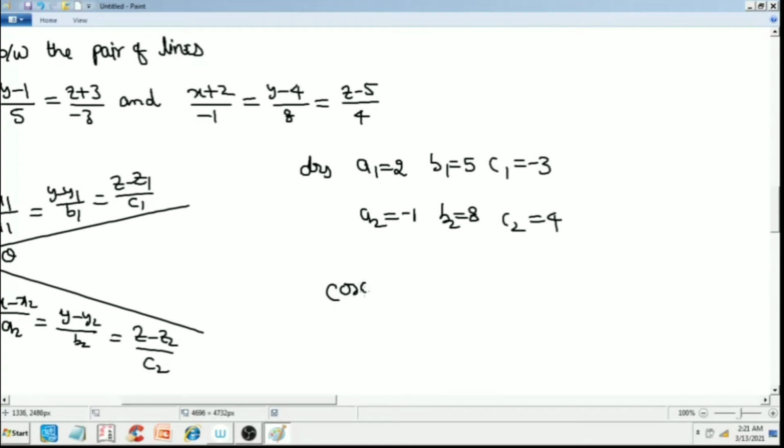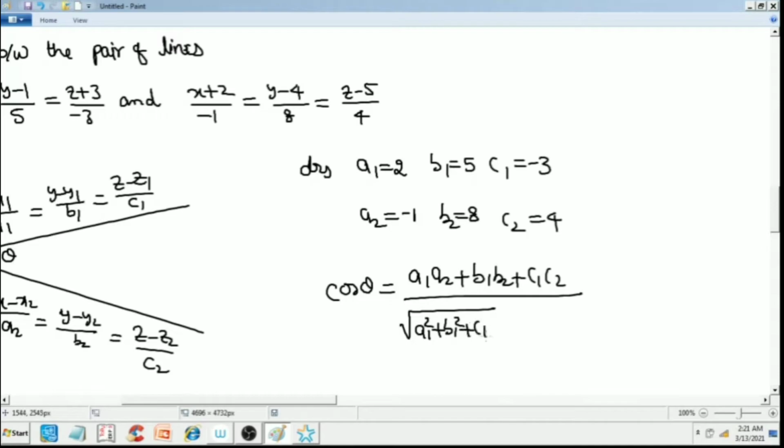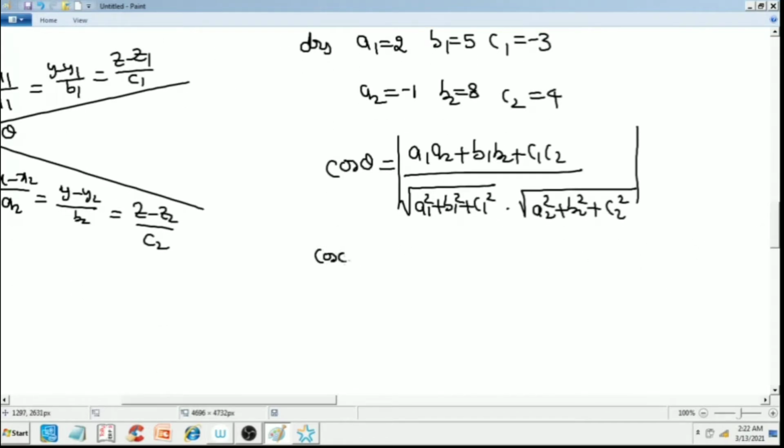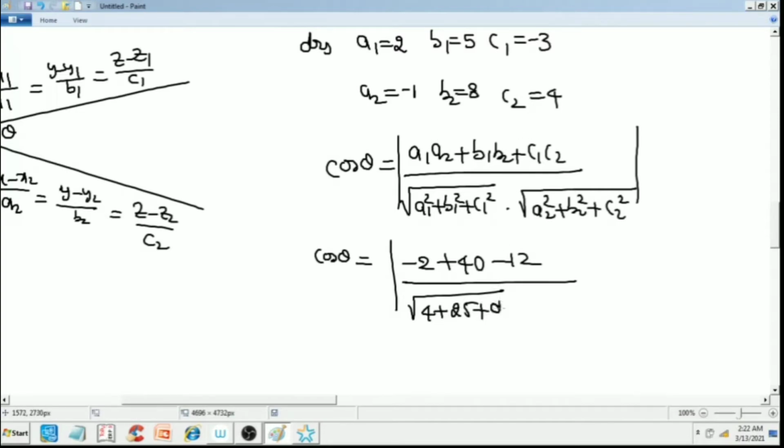Then cos theta is equal to, we have the formula, (a1a2 + b1b2 + c1c2) divided by root over (a1² + b1² + c1²) into root over (a2² + b2² + c2²). Cos theta is equal to a1a2, 2 into −1 is −2, 5 8s are 40, 3 4s are 12, minus 12, by root over a1² + b1² + c1²: 2 2s are 4, plus b1² is 5 5s are 25, c1² is 3 3s are 9, into root over a2² is 1, plus b2² is 8 8s are 64, plus c2² is 4 4s are 16.